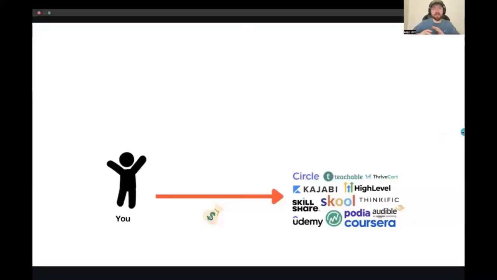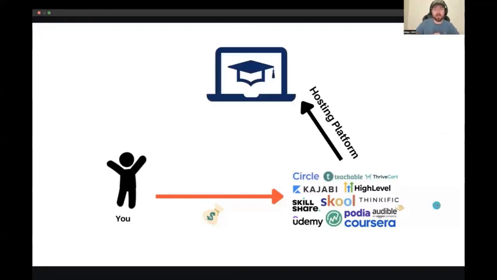And this is why this software is so different than any other software out there, is that with most platforms, you pay them, they host your course, and it's up to you and you alone to go out there and market and sell it.